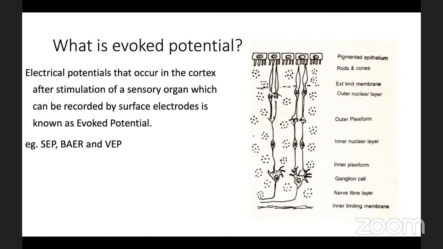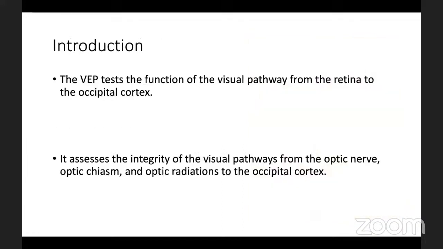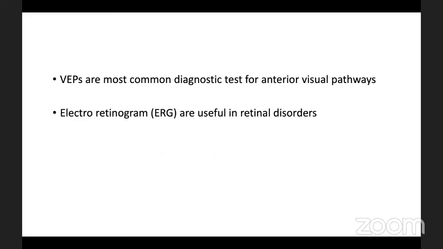There are a variety of evoked potentials, like somatosensory evoked potential, brainstem auditory evoked potential, and visual evoked potentials. The basic principle is the same: generate the volley of electrical impulses, and record at the occipital cortex. The visual evoked potential tests the function of the visual pathway from the retina to the occipital cortex. It assesses the integrity of the visual pathways from the optic nerve, optic tract, chiasm, and the radiation up to the occipital cortex.